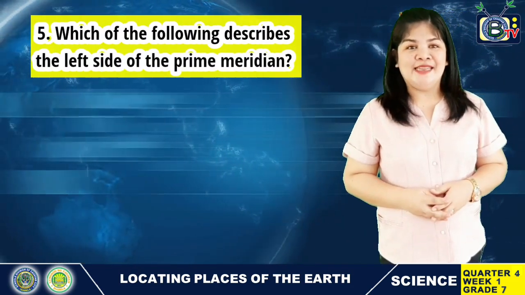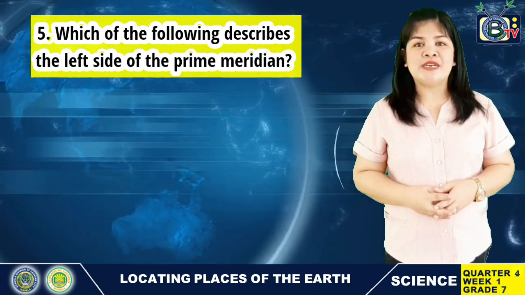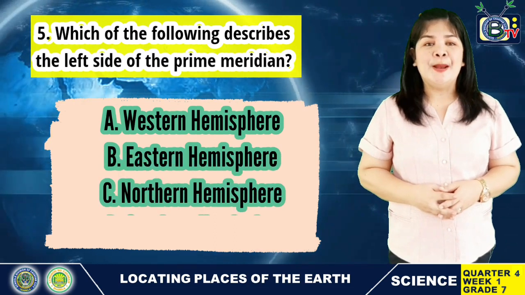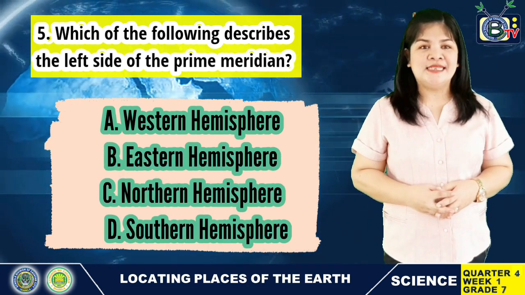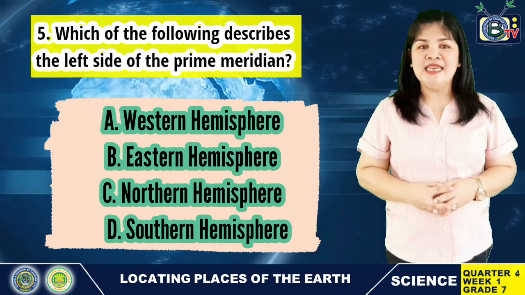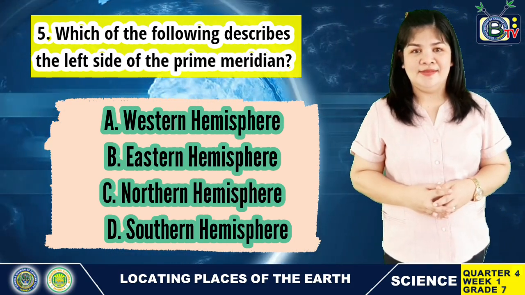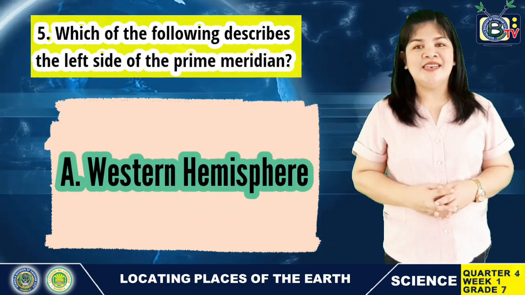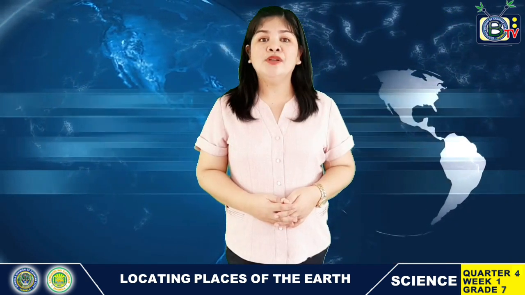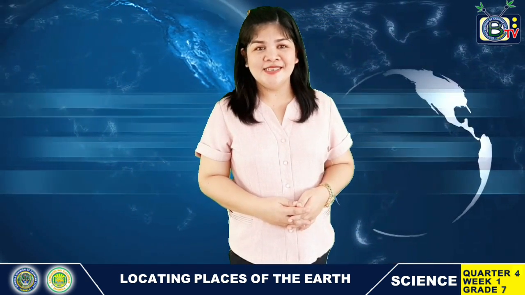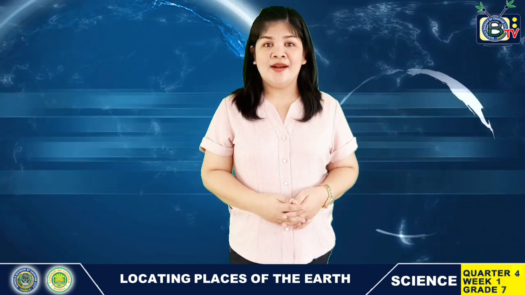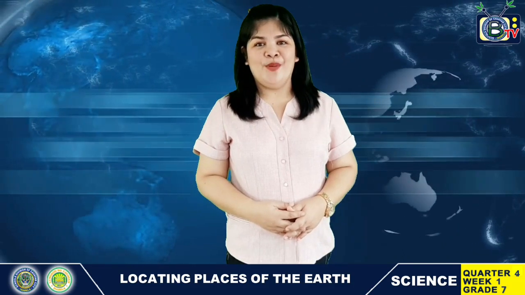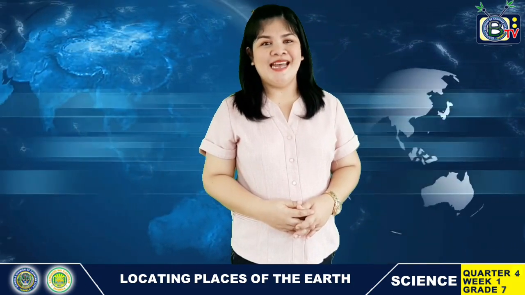And for the last item, which of the following describes the left side of the prime meridian? A. Western hemisphere. B. Eastern hemisphere. C. Northern hemisphere. And D. Southern hemisphere. The answer is letter A, Western hemisphere. How did you find the pretest, my dear learners? What was your score? Very good. So I think everyone is ready now. Let's proceed to our lesson.